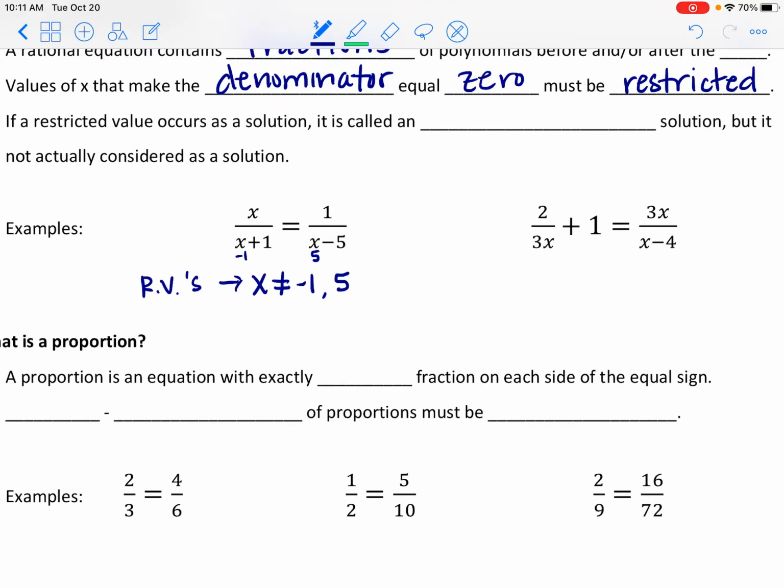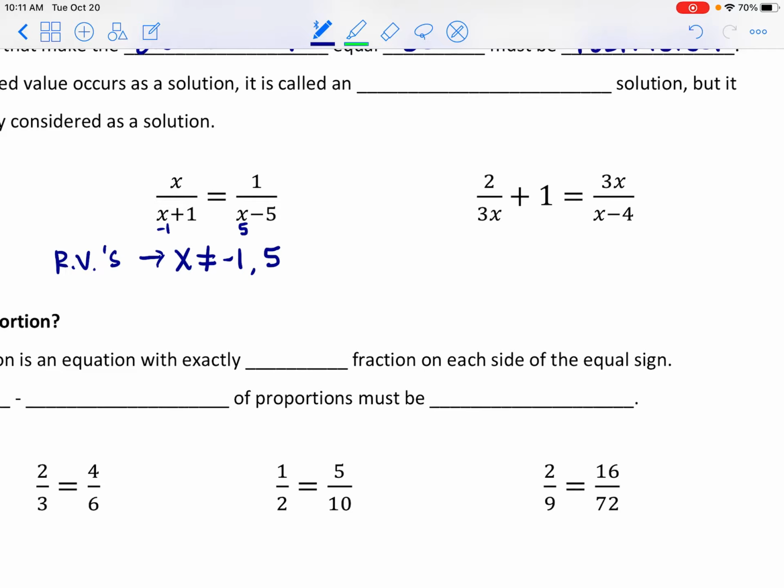Okay? Looking at the second equation here, if I put a 0 in for x here, then 3 times 0 would make a 0 in the bottom of that fraction. So if I was looking for restricted values for this second equation, I would say x cannot equal 0. And then if I put a +4 in here, 4 minus 4 would make a 0 in the bottom of that fraction. So x could not equal 0, and it could not equal 4. Okay? So we have to exclude x values that make our denominators equal 0.